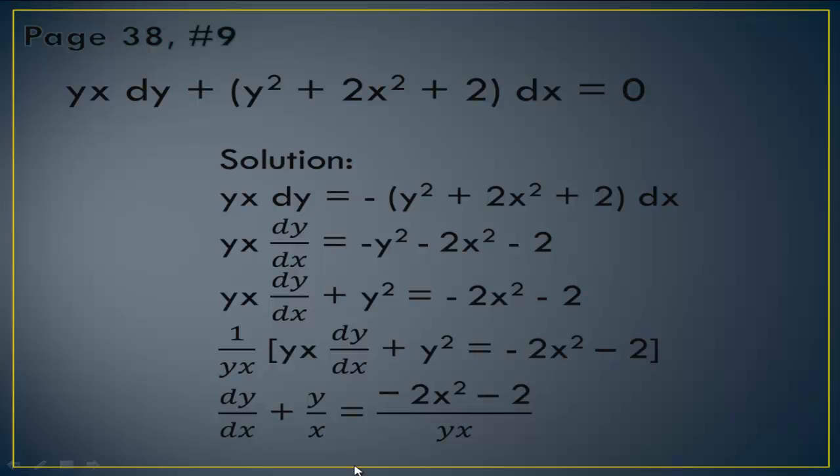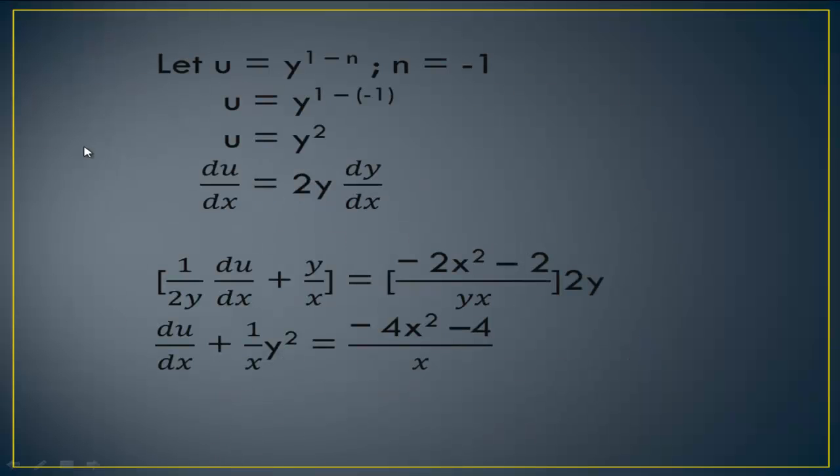So in order to integrate this equation, we will let u is equal to y to the 1 minus n, where n in this problem is equal to negative 1. Therefore u is equal to y squared. Then du over dx is equal to 2y dy over dx.